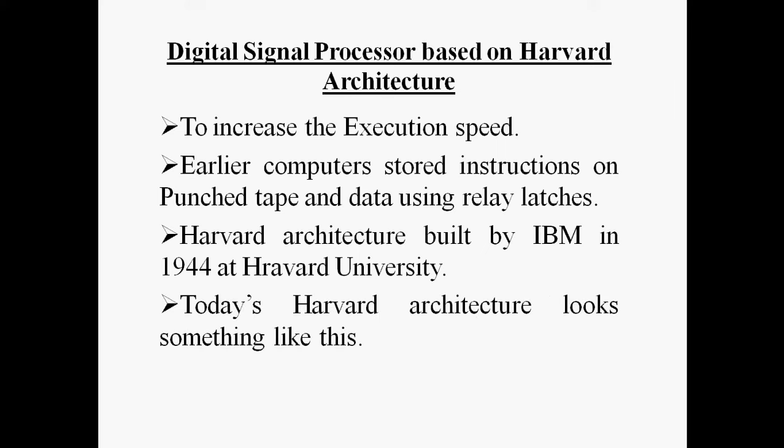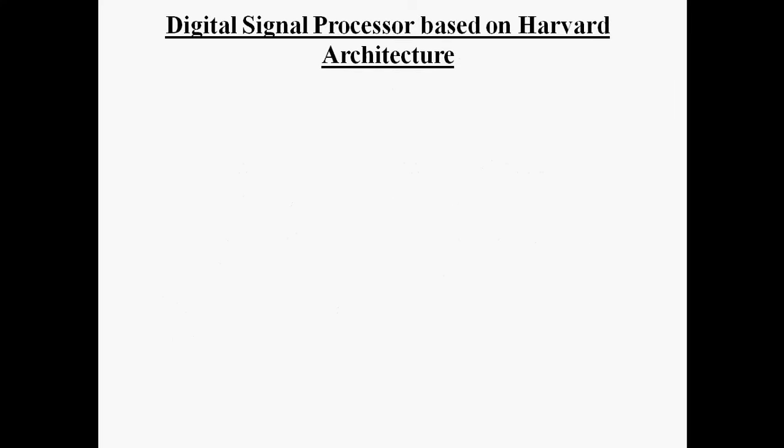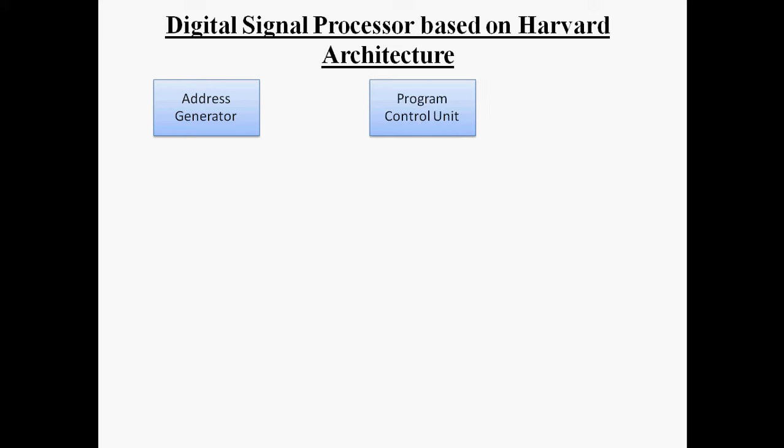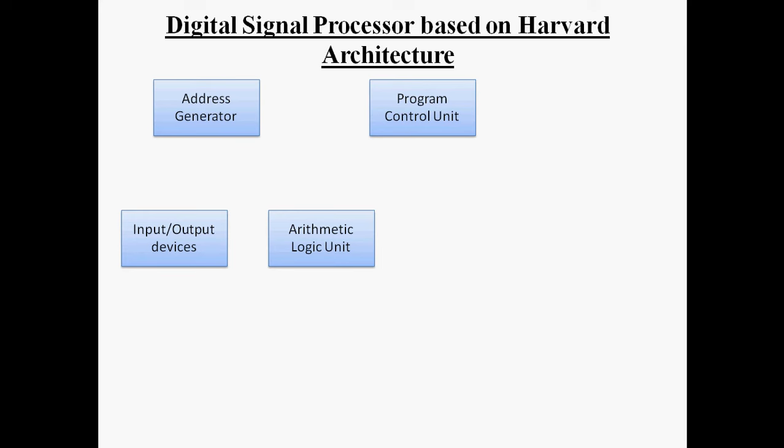And today's Harvard architecture looks something like this. How does it look? So let's consider the picture of Harvard architecture. We must remember that it consists of five building blocks. Which are those? First is address generator, then there is something called program unit, and then there are input output devices, arithmetic logic unit abbreviated as ALU, and then we have got program memory and data memory.